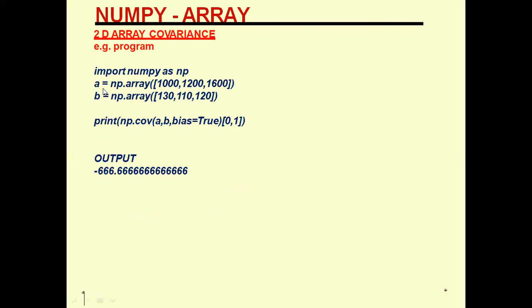So here another program is there. Import numpy as np. So a equals np.array, these values are stored in a. b equals np.array, these values are in the second variable. And print np.cov(a, b). First a, all the array elements from a and all the elements from b, and this is true. This will display true or false. Negative for 0 and positive for 1.